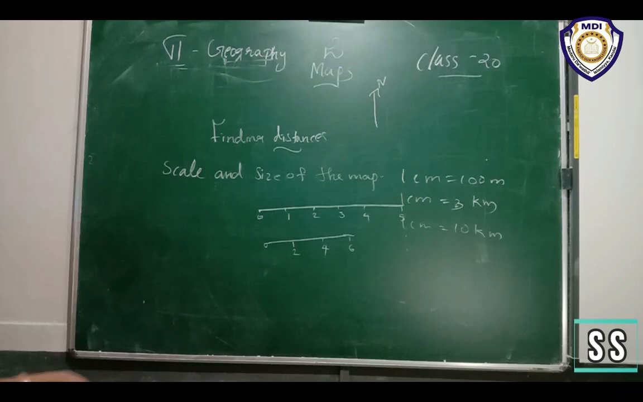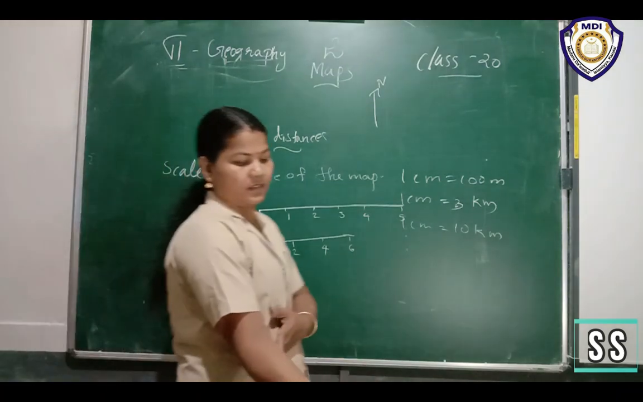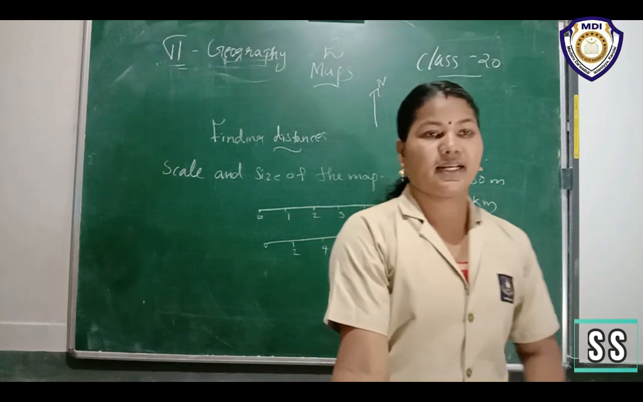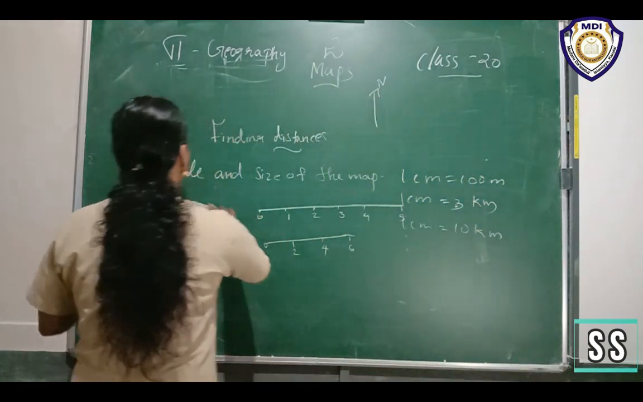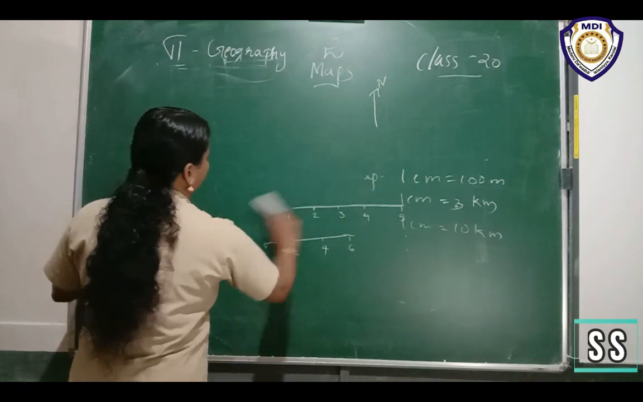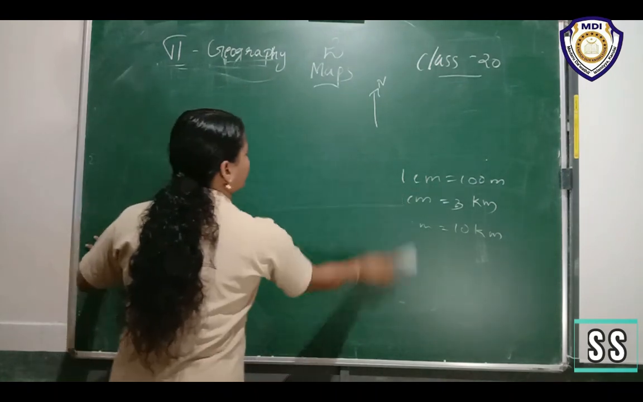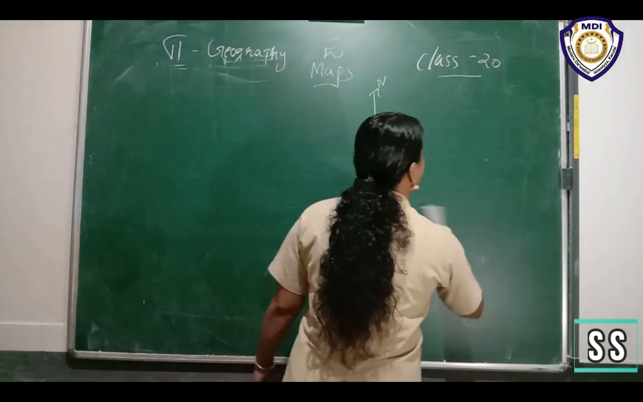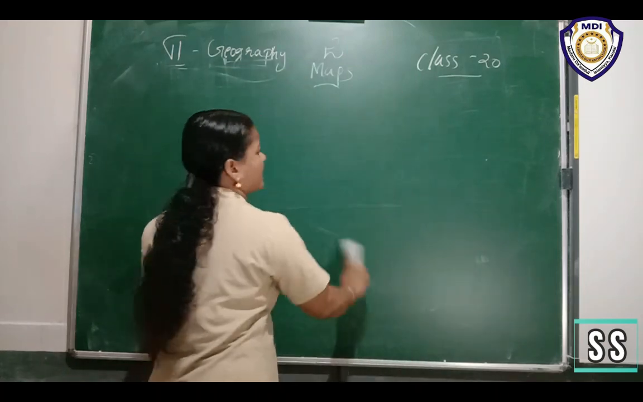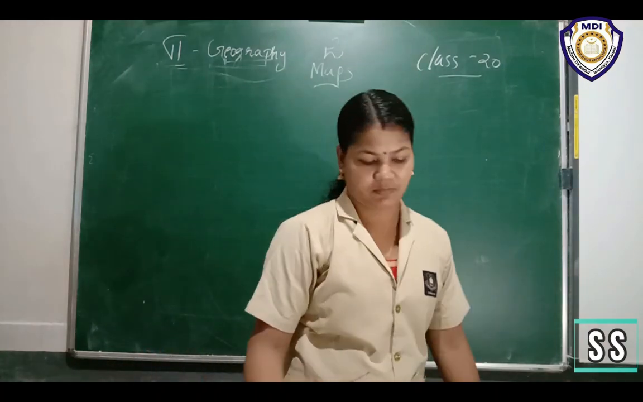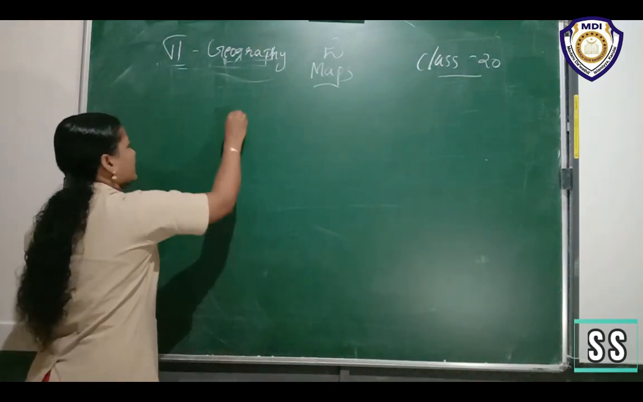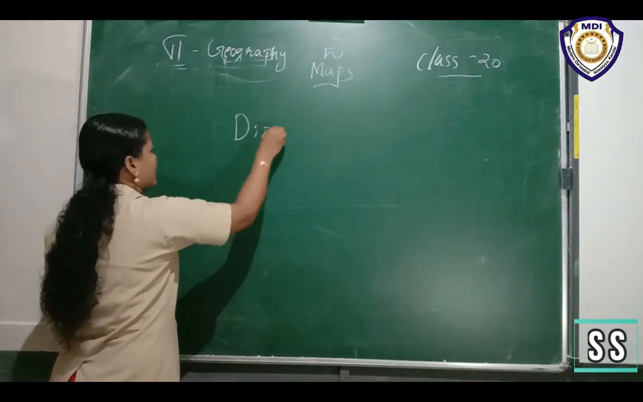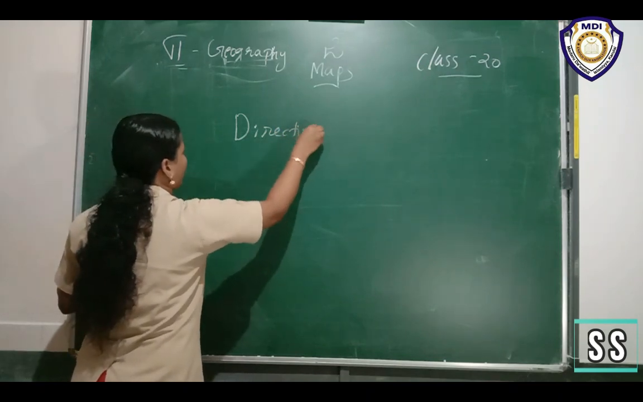The scale and size of the map, that is also over. Then we want to discuss directions. What is the next topic? Directions. So normally this chapter is very simple. The next topic is directions.